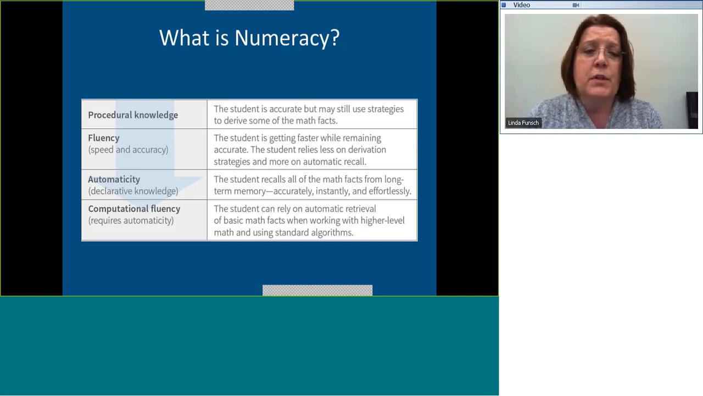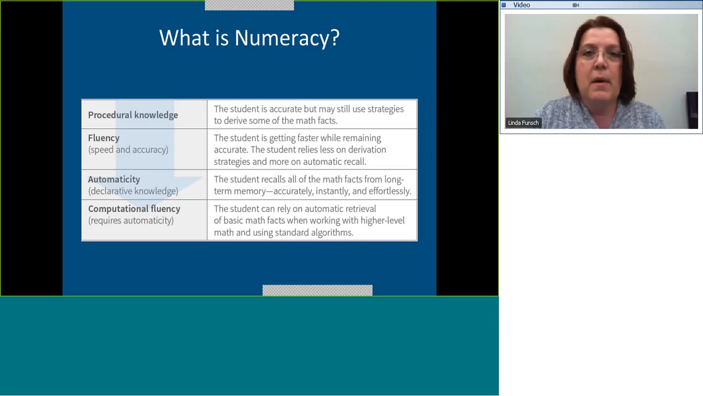So this is one of my favorite graphics to help teachers wrap their minds around, again, what numeracy is and why it's important. Students first start out with some procedural knowledge. Of course, we want them to be accurate in finding their solutions, but they have to use strategies to derive their facts. For example, a student may not know their multiples by 4, but they might be able to double and then double again. So 6 times 4, 6 doubled is 12, and then 12 doubled is 24. So 6 times 4 is 24. They need a procedure, but they've got that in their back pocket.